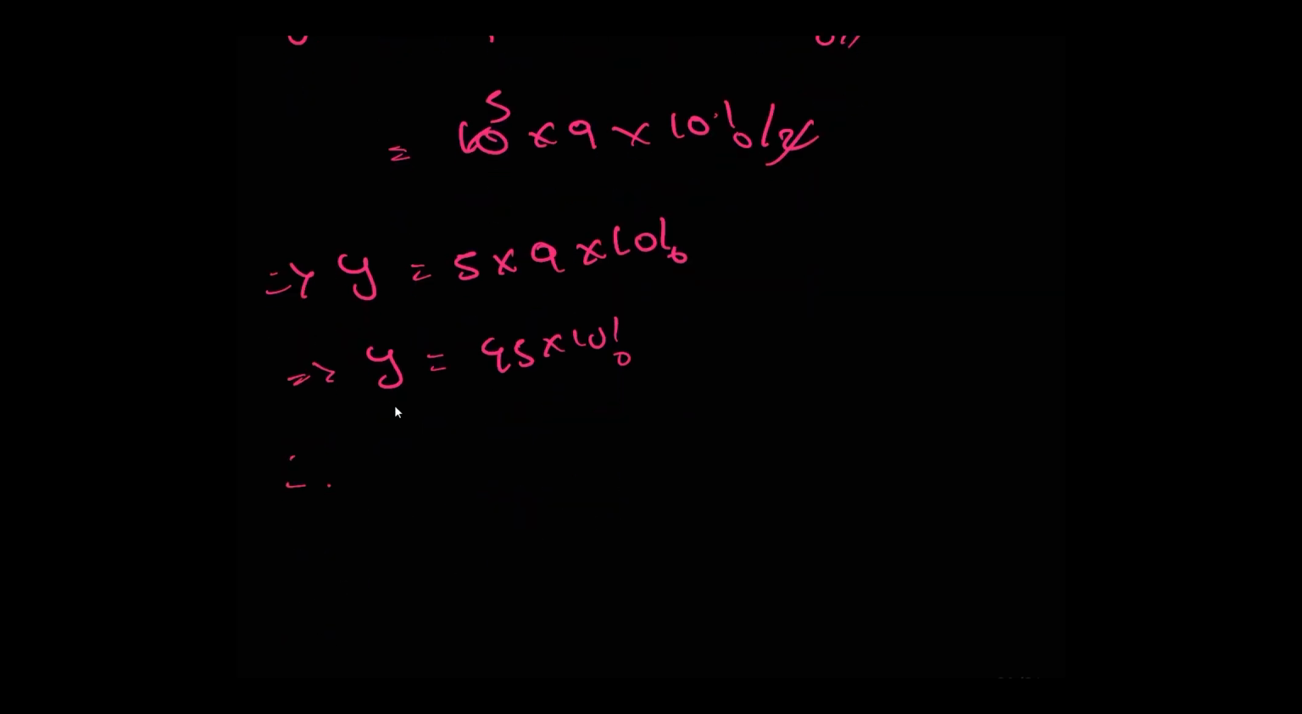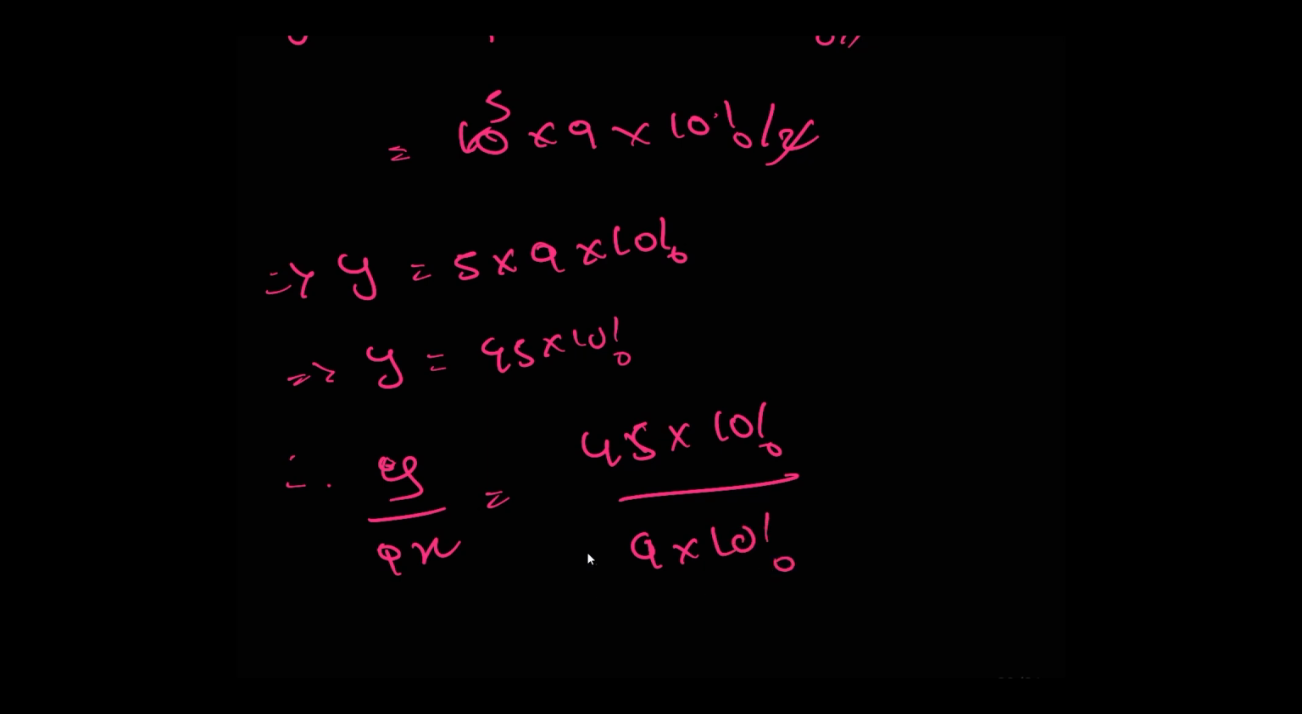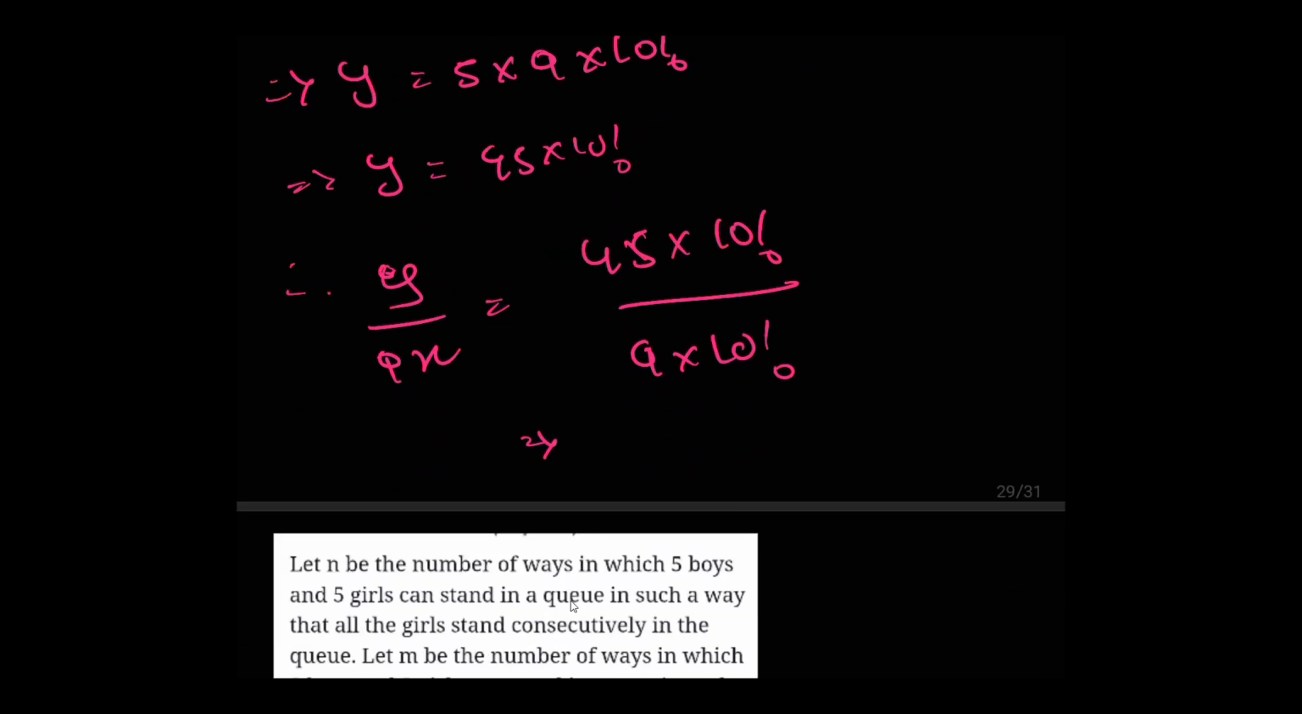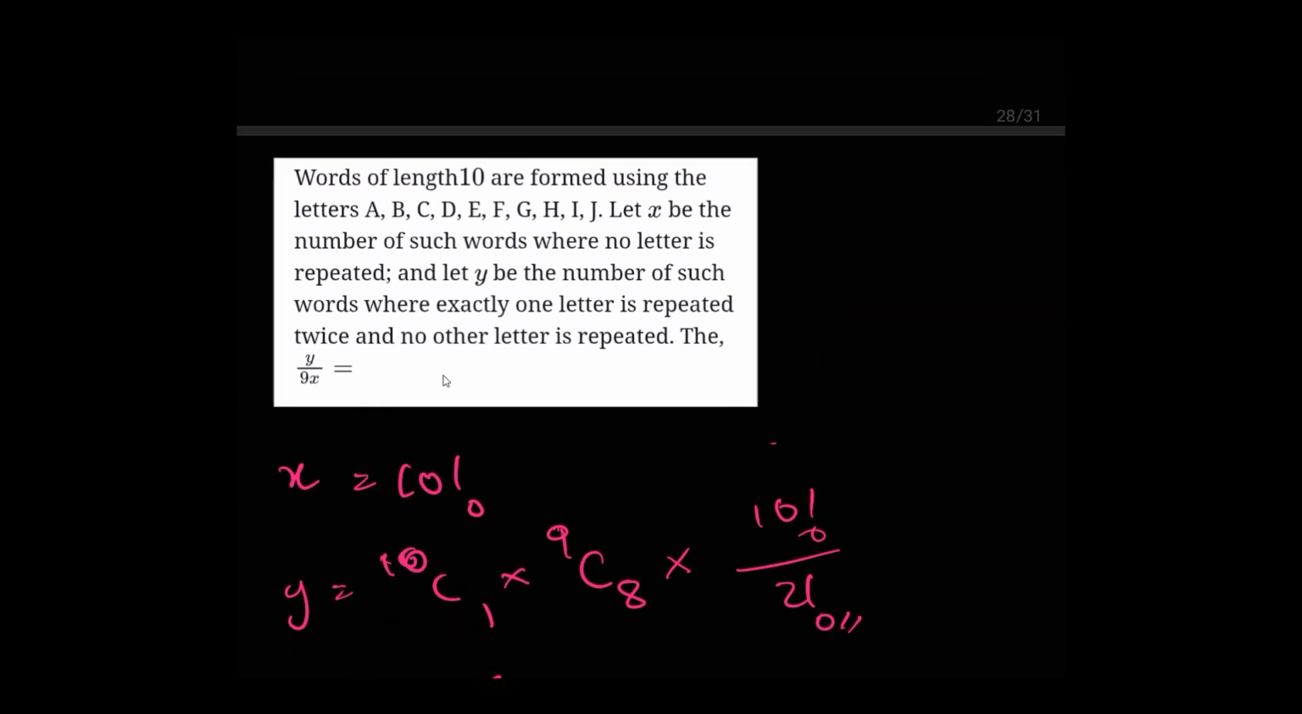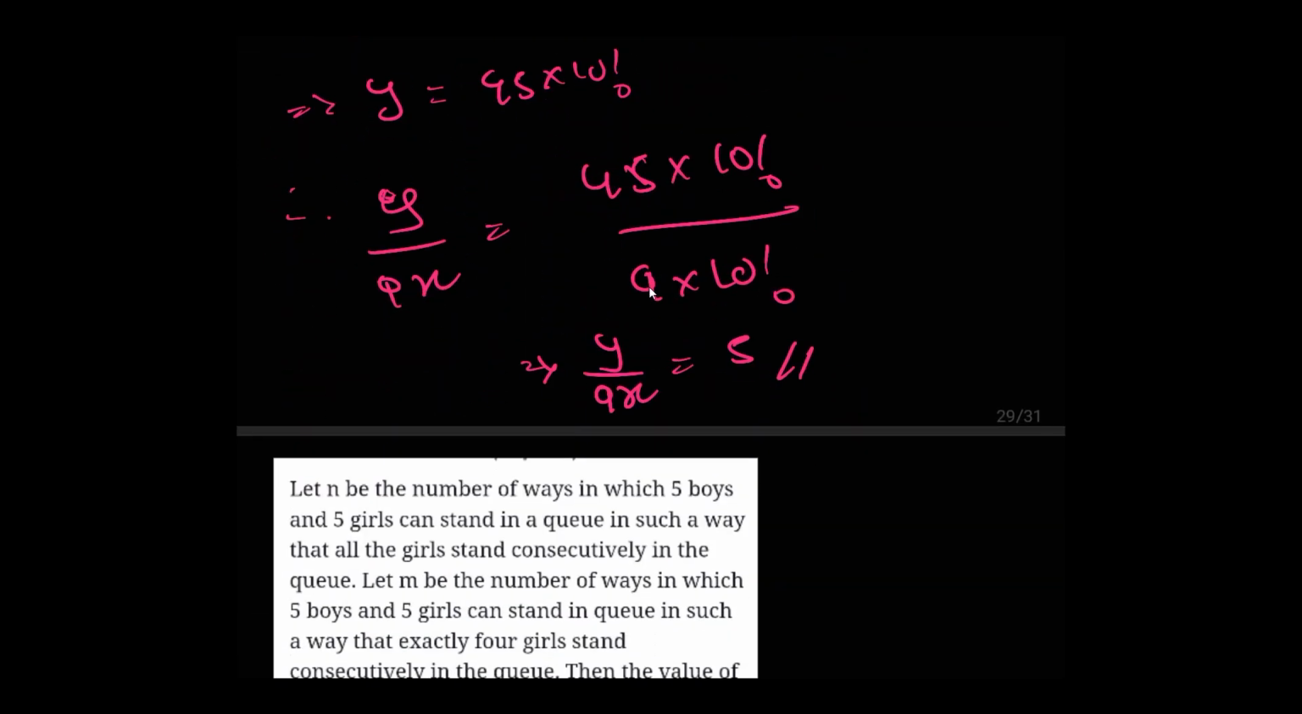Therefore, Y by 9X will be 45 into 10 factorial by 9 into 10 factorial. That means Y by 9X equals 5. Hence, the solution for this question will be 5. Now let us move into the next question.